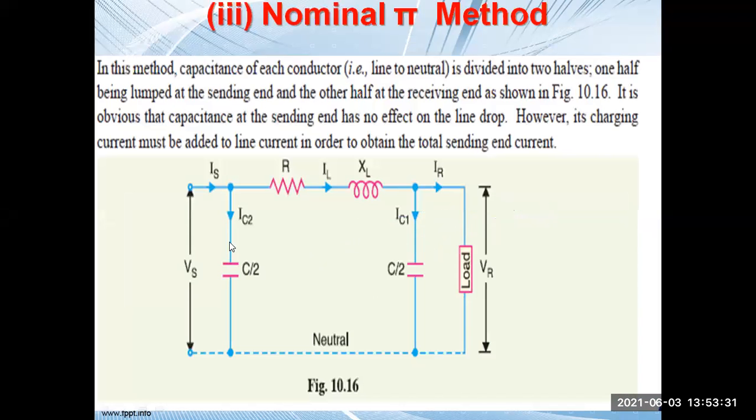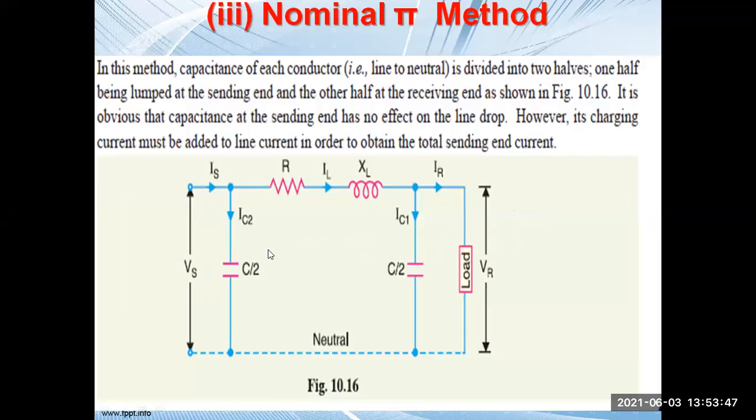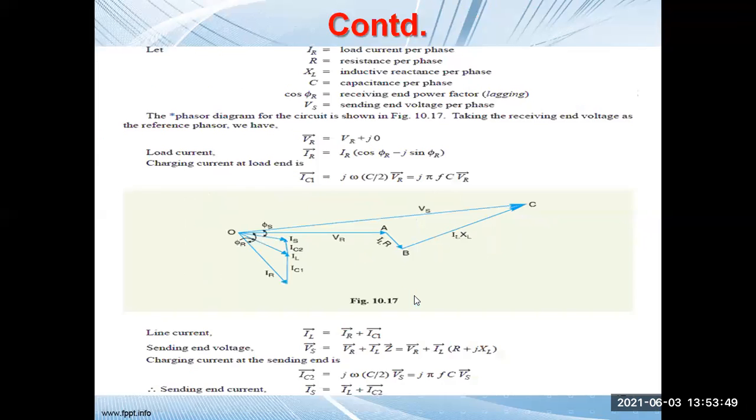Now Vs as we have got, this charging current IC2 will be perpendicular to Vs. Then if you join IL plus IC2, this will be your Is. So finally we get Is. If Is is known, the angle between Vs and Is will be the sending end power factor angle, that is phi s.